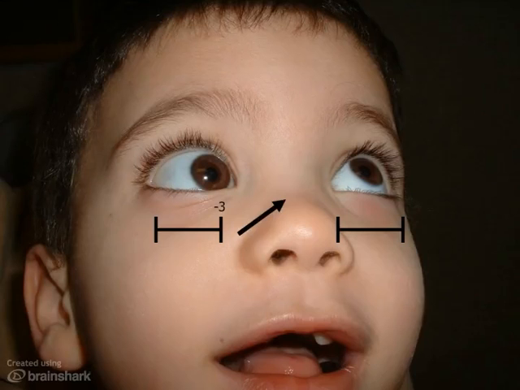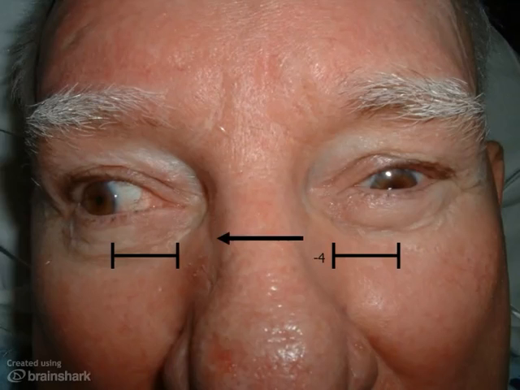This boy is looking up and to his left and has some limitation to elevation in adduction of his right eye. This patient has a Brown syndrome. You'll notice that the eye goes slightly past the horizontal midline, so this is a -3. The scale is plus or minus 1 to 4 for all of these overactions and underactions. This patient has a third nerve palsy on the left and is attempting gaze to the right. You'll notice that the left eye does not get to midline, so he's a -4 in adduction of his left eye.